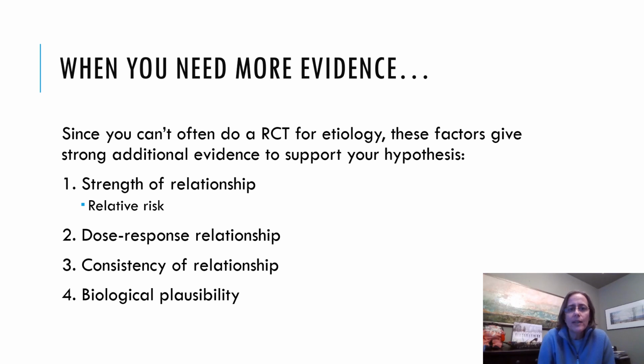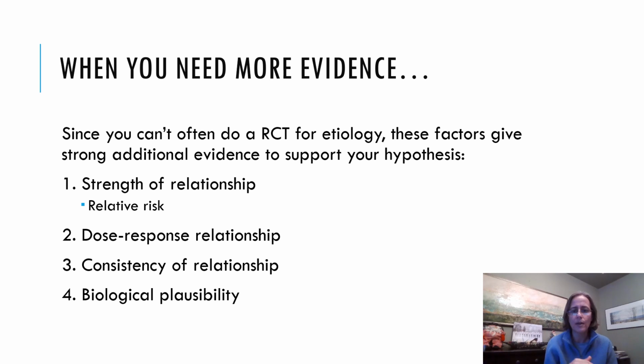So because we can't do randomized controlled trials a lot in determining etiology, there are some additional factors we can look at to try to give us evidence to support our hypothesis that this particular risk factor might be causative. So one is the strength of the relationship. So how much of a difference do we see in people who were exposed to this potential cause versus not? Is that difference small or is that difference really big? And so we're going to look at a statistic called relative risk for that, and I'll show you that in a moment. Second is dose-response relationship.